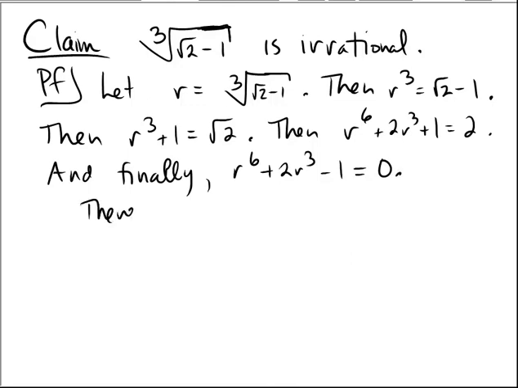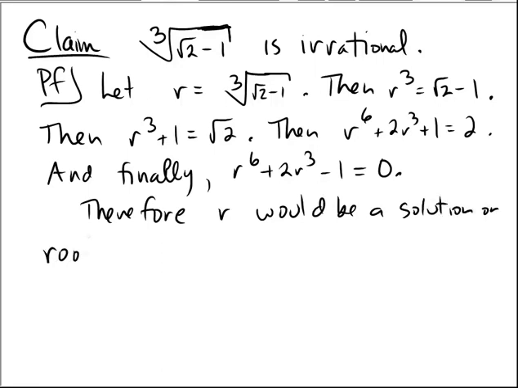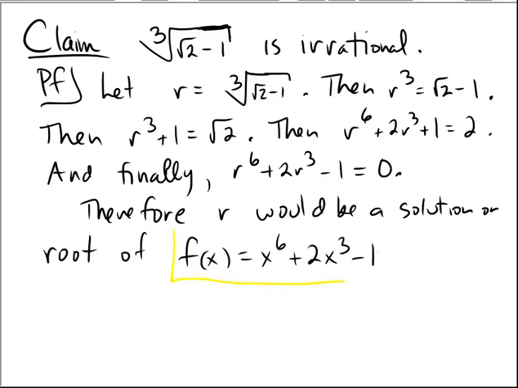Therefore, the number r would be a solution, or root, of the polynomial f(x) = x to the 6th plus 2x cubed minus 1. Right? Because we set up a polynomial for which when we plug in r, we see r to the 6th plus 2r cubed minus 1 equals 0. So this particular polynomial would have a root of the cube root of the square root of 2 minus 1.